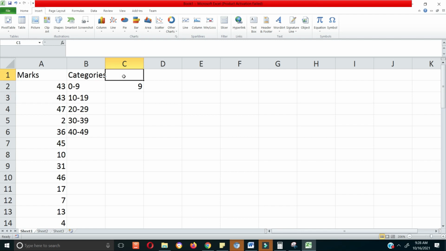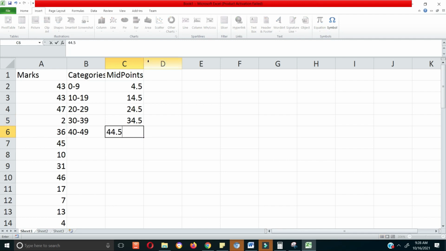So these are our upper limits, 9. Now I'm going to get the midpoints. The midpoint here is 4.5. The midpoint here is 14.5. The midpoint here is 24.5. The midpoint here is 34.5. The midpoint here is 44.5.